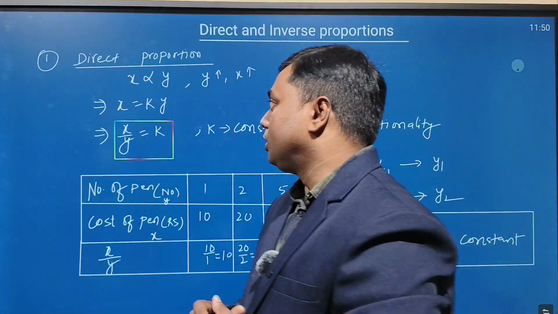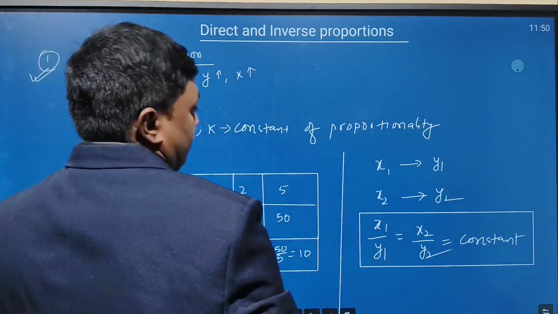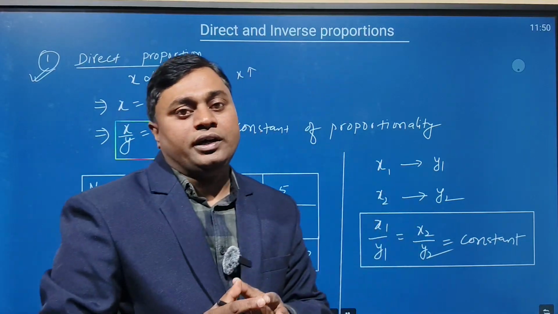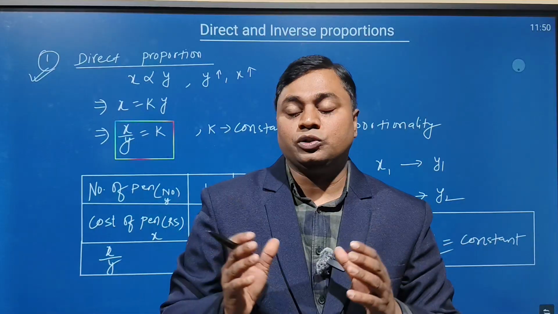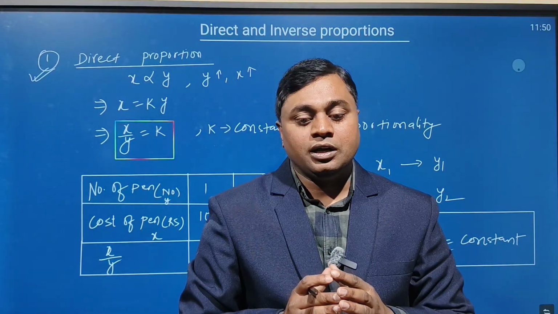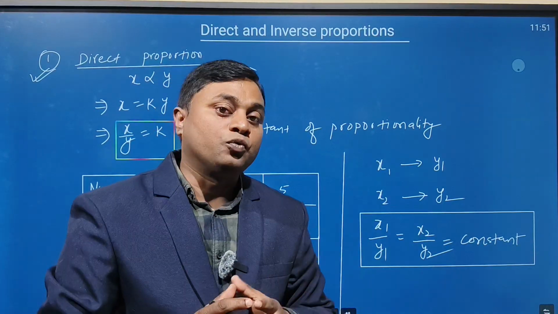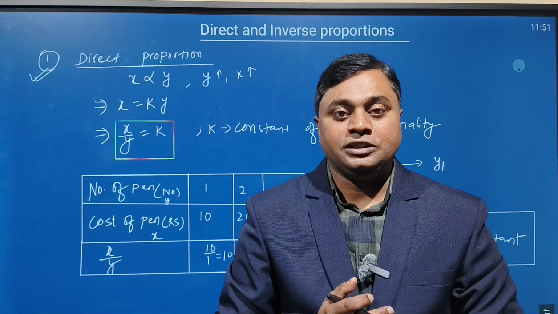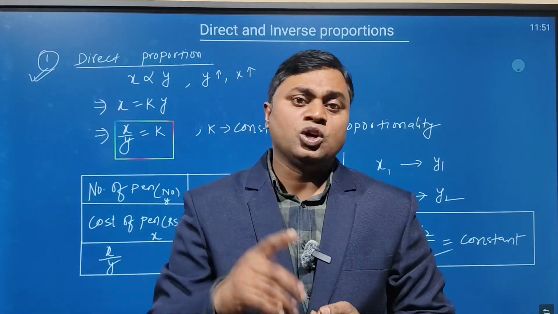Okay. When we talk about direct proportion, what do you mean by direct proportion? Whenever an increase in one quantity leads to an increase in the other quantity, then it is called direct proportion. First you try to understand. For example, if the cost of one pen is 10 rupees, what is the cost of 5 pens? 50 rupees, yes or no? It means if the number of pens increases, the price also increases.